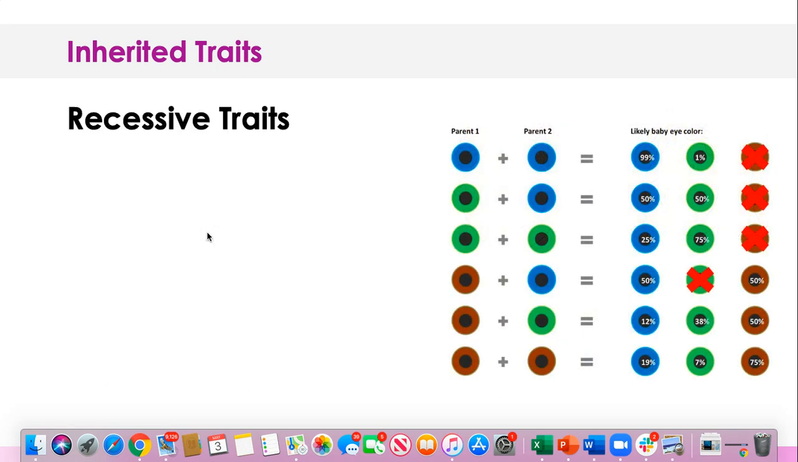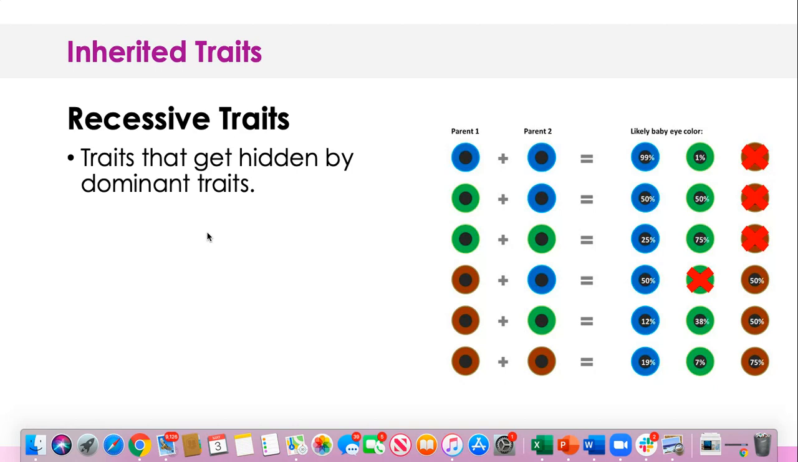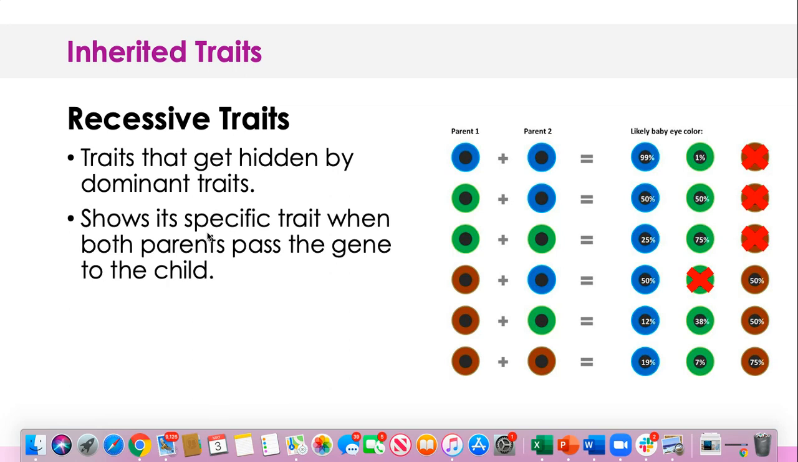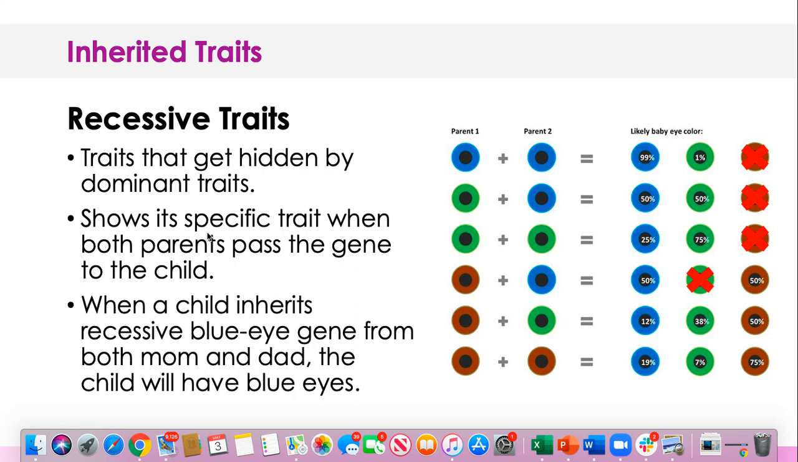Now let's talk about something called recessive. A recessive trait is a trait hidden by those dominant traits. So it's like the yellow, going back to our yellow over the black color. This shows a specific trait when both parents pass the genes to the child. So when a child inherits recessive blue eyes, that gene from both mom and dad, then the child will have blue eyes. Usually recessive traits only happen when both parents have those recessive genes. I know that sounds like craziness right now, but we're going to go over it a little later.